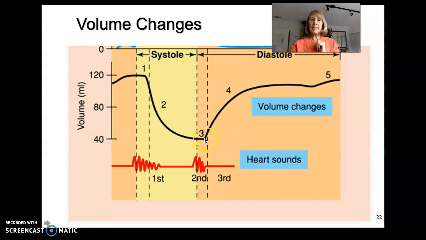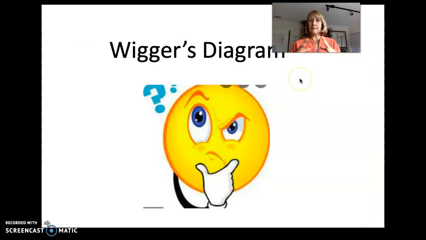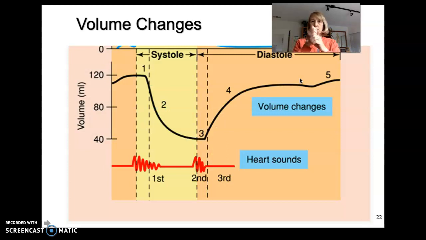And during diastole, during filling, does it make sense that this ventricle is going to start filling again because it's relaxed? So squeeze, systole, out it goes. Relax, fill, and that's going to be diastole.